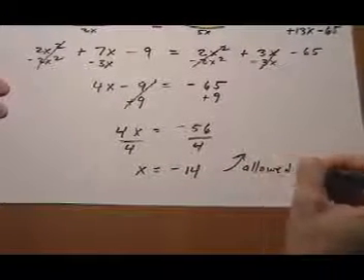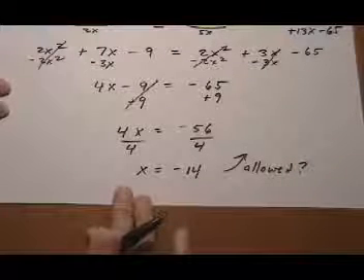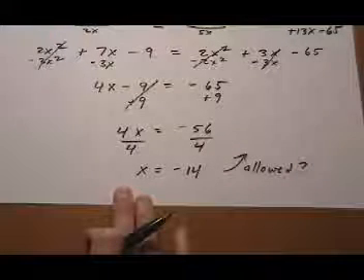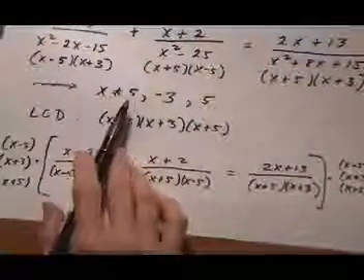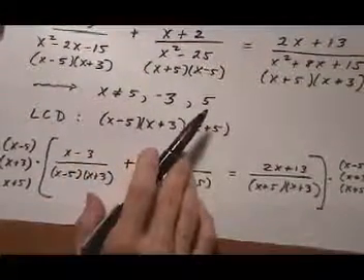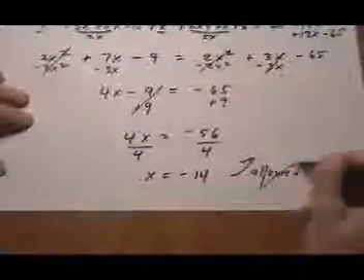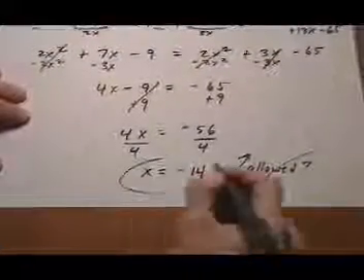And then double check to make sure it's allowed. Because remember at the very beginning, we said x could not equal certain numbers because of our denominators. X cannot equal 5, minus 3, and 5. Okay, we're all set. It is allowed. There's our answer.